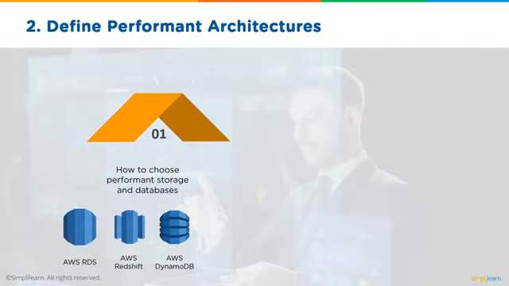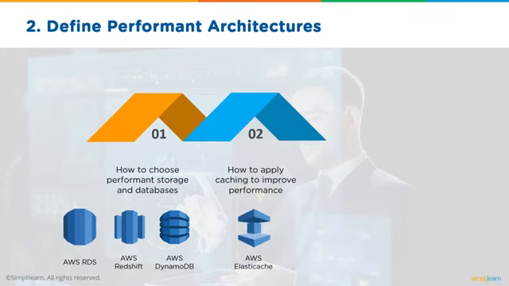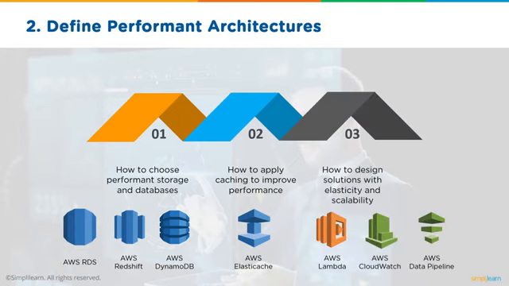Now for the second domain, defining performant architectures. First you have how to choose performant storage and databases. Services that are used are AWS RDS, AWS Redshift, and AWS DynamoDB. The second step is how you can apply caching to improve performance. A service that can be used for this is AWS ElastiCache. Third, how you can design solutions with elasticity and scalability. You have AWS Lambda, AWS CloudWatch, and AWS Data Pipeline.